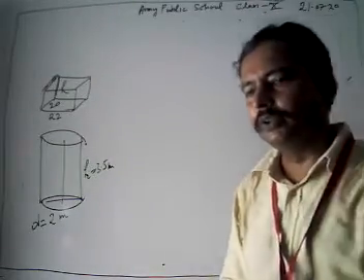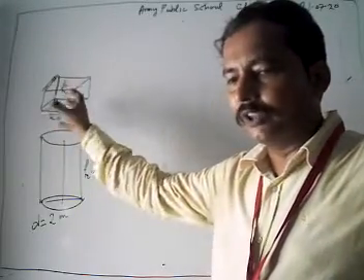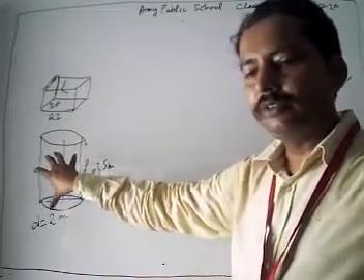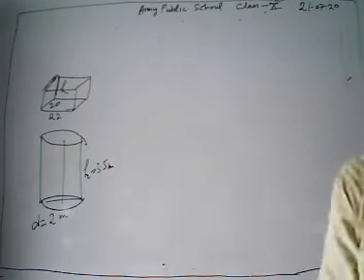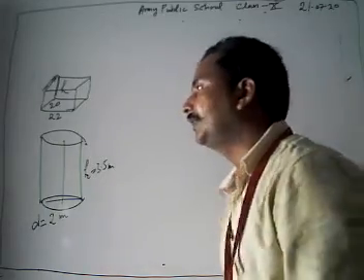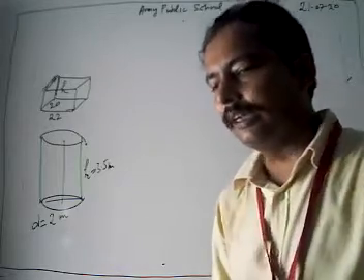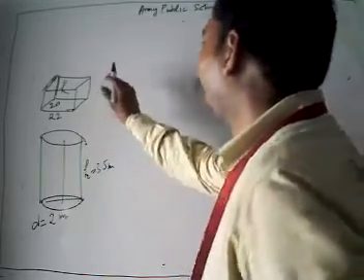Now the volume of water on the roof is equal to the volume of this cylindrical portion, because it's given in the problem that if the rainwater collected from the roof just fills the cylindrical vessel, then find the rainfall in centimeter. That means we have to find the height of rainfall in centimeter.